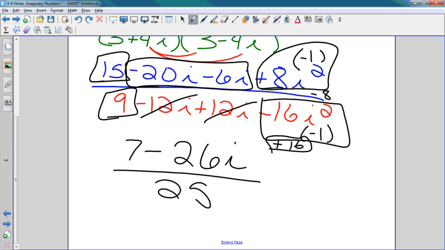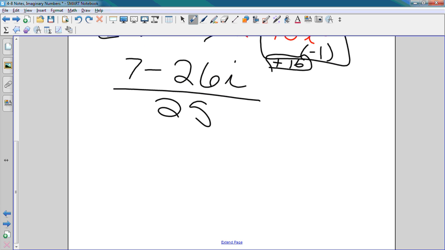How do I simplify? Is this a complex number yet? Not quite yet. It has a real number on one side: 7 over 25 minus 26 over 25 i. So anytime your conjugate also has another number in it, you'll be doing a FOIL on both sides. If it's a complex number on the bottom in the denominator, you're going to be multiplying by the conjugate, which is going to cause you to FOIL.